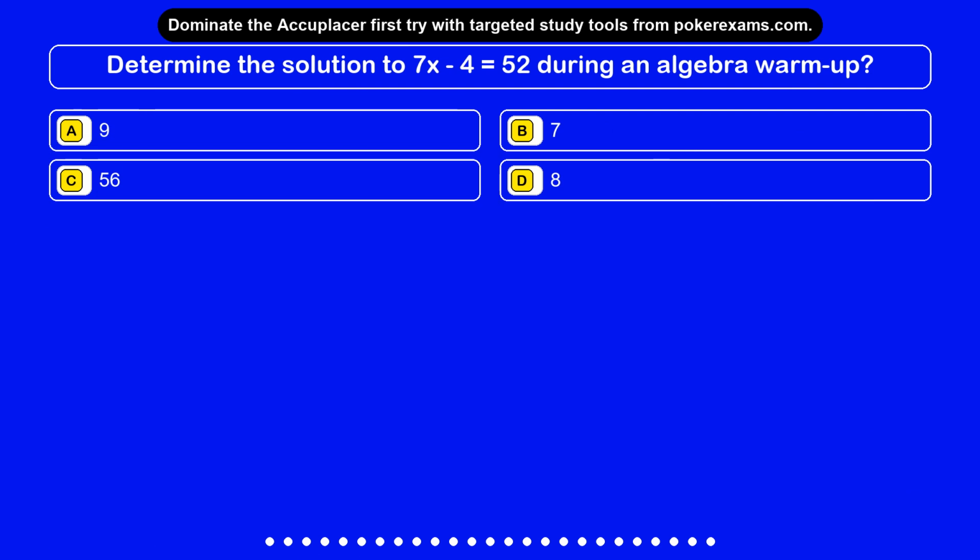Question 7. Determine the solution to 7x - 4 = 52 during an algebra warm-up. Option A, 9. Option B, 7. Option C, 56. Option D, 8.